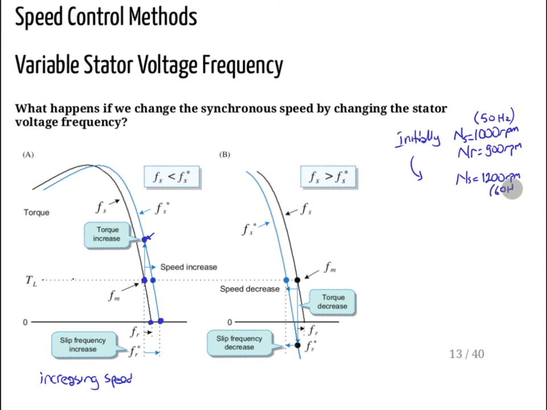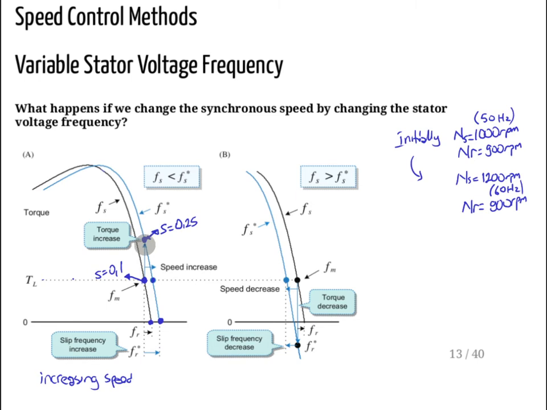Then the rotor speed initially cannot change instantly, so it is still at 900 RPM. At that point, slip was 0.1, right? And at the new point, slip is 1200 RPM minus 900 RPM divided by 1200 RPM, so it is 0.25.